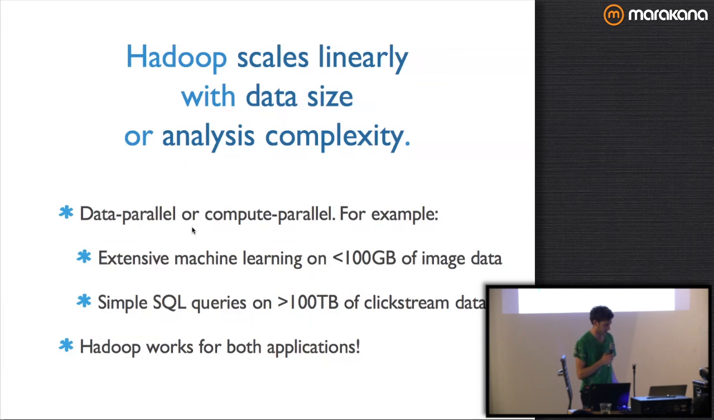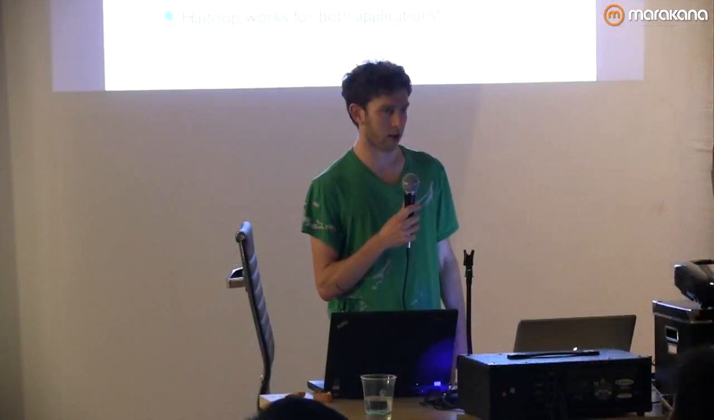So what's so great about MapReduce? What's so great is that it scales linearly with either the size of the data or the complexity of your analysis if you use the right algorithms. So it's great for data parallel type algorithms like the word count that we talked about, where you have tons and tons of data. Let's say you have logs for your website, terabytes and terabytes, and you want to see if a certain word appears in them.